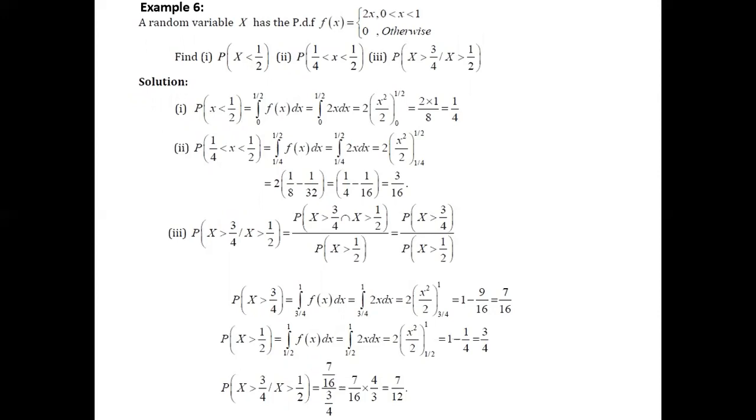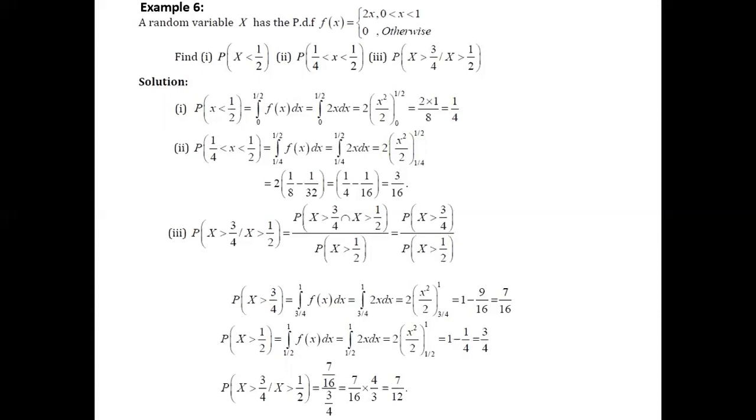A continuous random variable capital X has the probability density function f of x equals 2x for 0 less than x less than 1, 0 otherwise. We have to find the probability of x less than 1 by 2, the probability of 1 by 4 less than x less than 1 by 2, and the probability of x greater than 3 by 4 given x is greater than 1 by 2. Now, x less than 1 by 2.